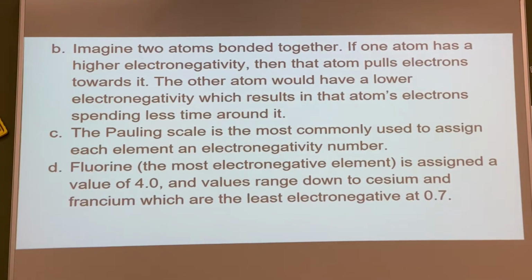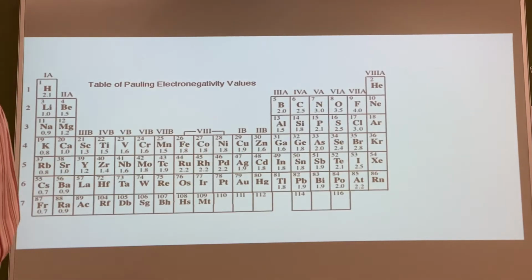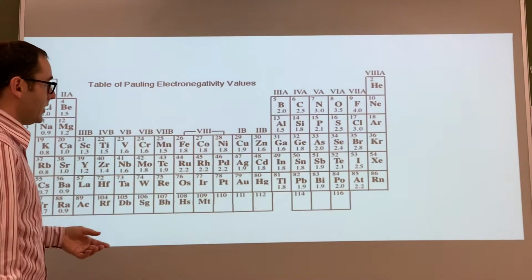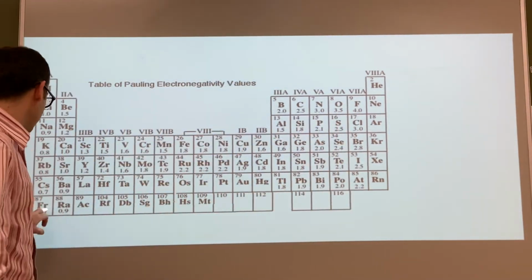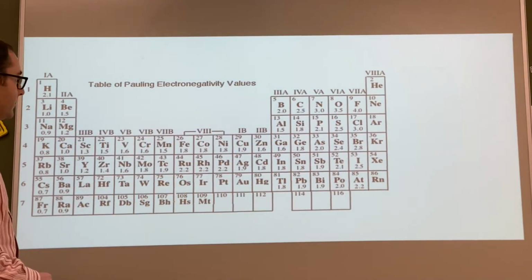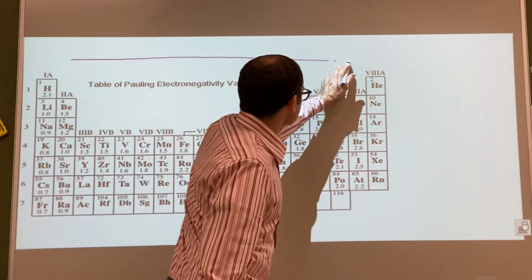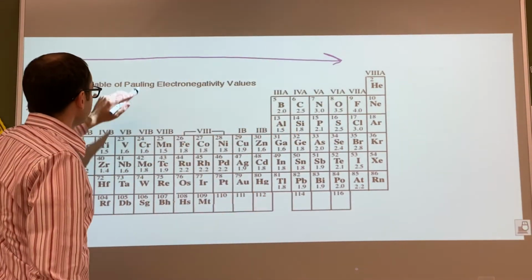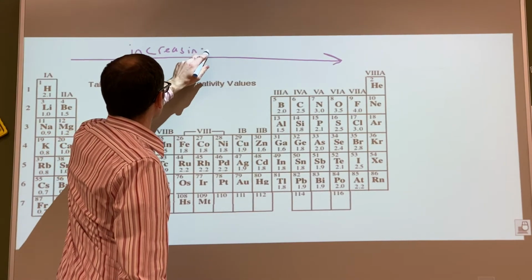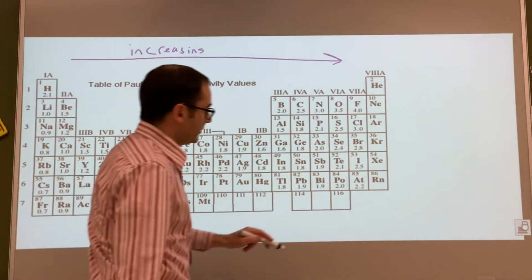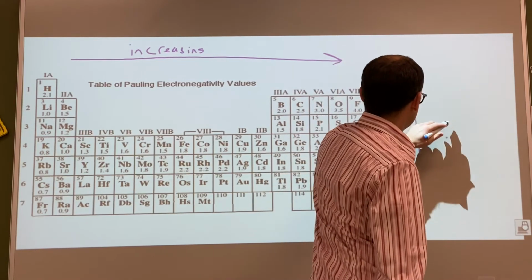And if you look at the chart, you can really see what's happening there. You can see the trend. Fluorine is 4, and then down here, francium is 0.7. So as you move across, what's the trend? Yeah, it's increasing. And as you move up, what's happening? It's increasing as well.